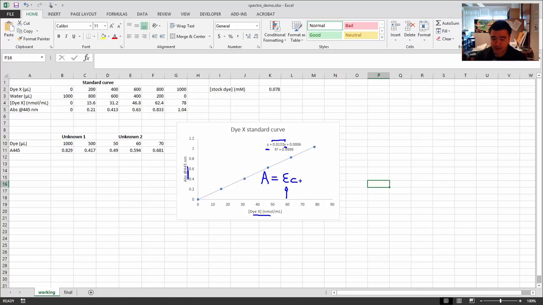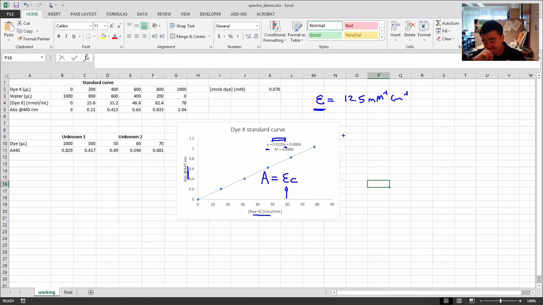0.0133. Now, the extinction coefficient that we've been given for this particular example dye is actually 12.5 per millimolar per centimeter. Okay, so the question is, well, for this particular dye, epsilon is equal to 12.5 per millimolar per centimeter. Now, why is that different to the epsilon that we're getting from this standard curve equation?